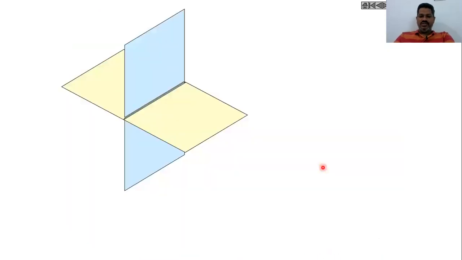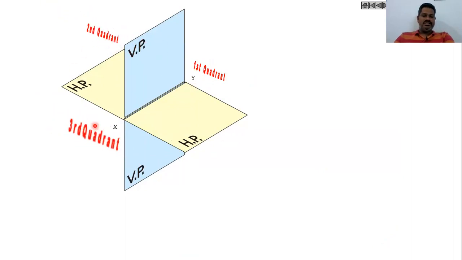Then let me move further to see. Then take the vertical plane, horizontal plane, then the XY line, and this will be our first quadrant, then second quadrant, third and fourth quadrant.